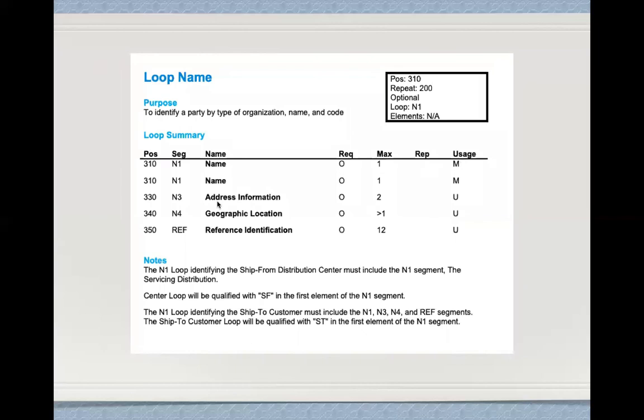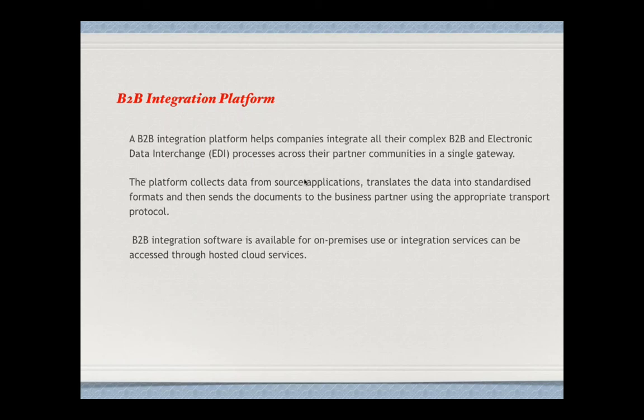Right? Then B2B integration platform. A B2B integration platform helps companies to integrate all their B2B and EDI processes across all their partners. The platform collects data from source applications, translates the data into standardized formats, and sends it to business partners using the appropriate transport protocol. B2B integration software is available for on-premise or cloud services as well.